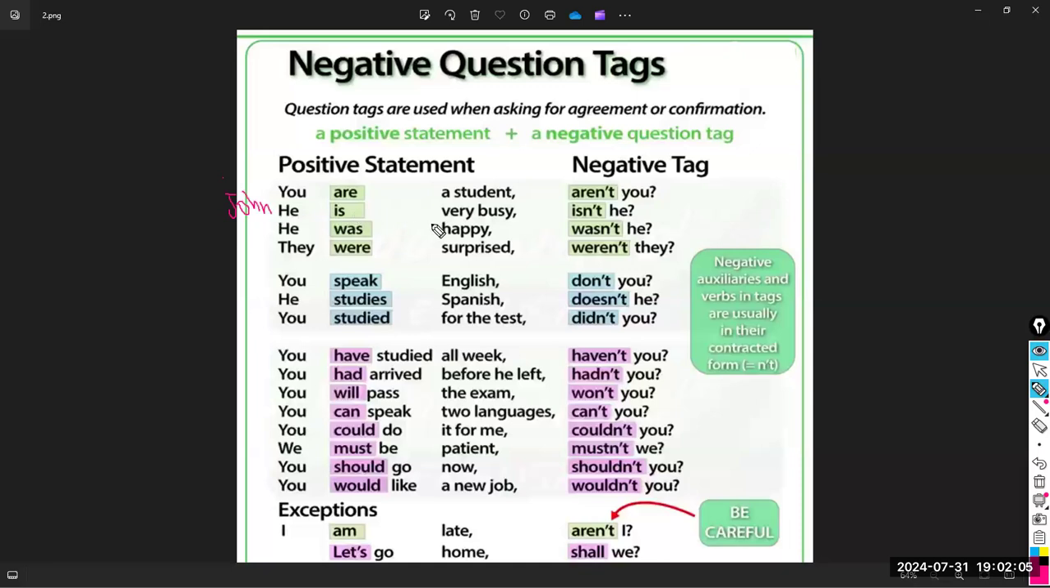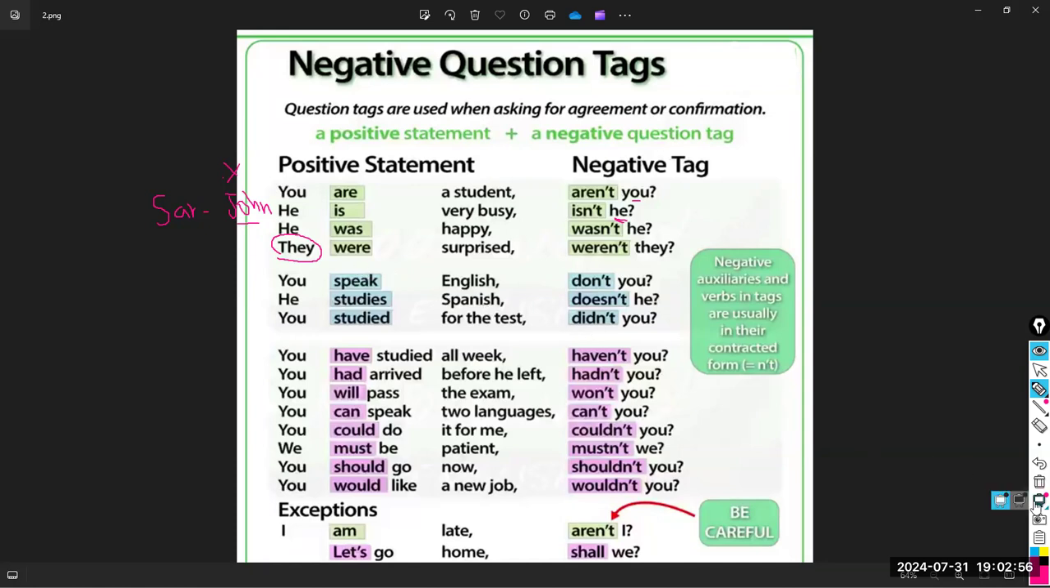Now, if you want to say John is very busy, I cannot say isn't John. Don't repeat the names in the question tags. The question tags don't accept the names at all. All the time you have to write the pronouns. So you have to replace the names or nouns with the pronouns. Because John is a man, I have to write he. Now, if we have Sarah, for example, instead of John, I have to replace it with she. So please, the question tag doesn't accept the nouns at all. All the time I have to write pronouns. If I have both of them, I mean Sarah and John, I have to replace them with the pronoun what? They. Okay?